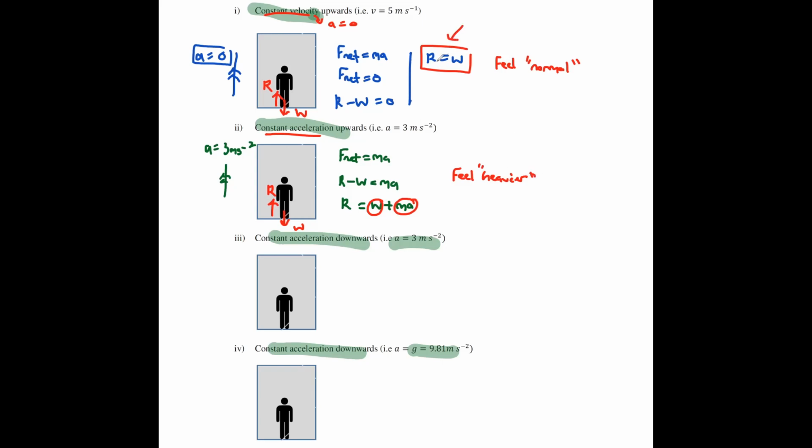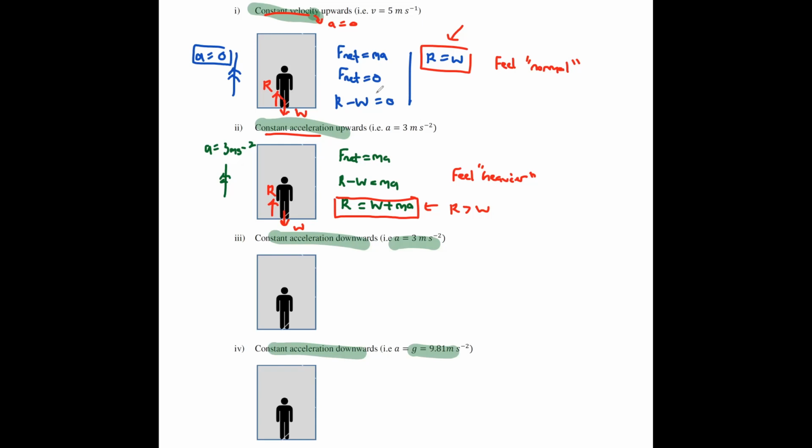If it was the original case, you feel normal. You don't feel heavier, you don't feel lighter, because the contact force is just equal to your weight itself. But in this second case, because R equals W plus ma, your weight is being added upon by ma. You're adding something else to your weight, so obviously your R is going to be bigger. You can definitely say R is more than W already, so you will therefore feel heavier. This is what happens when your elevator is accelerating upwards.